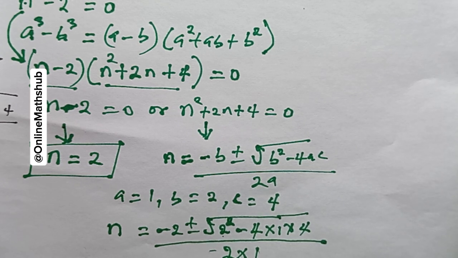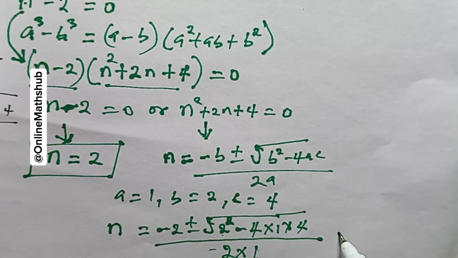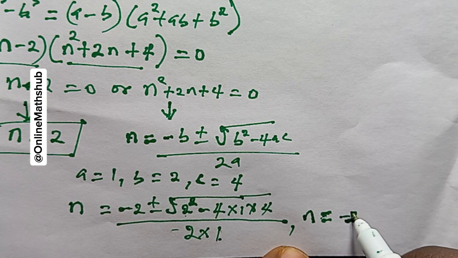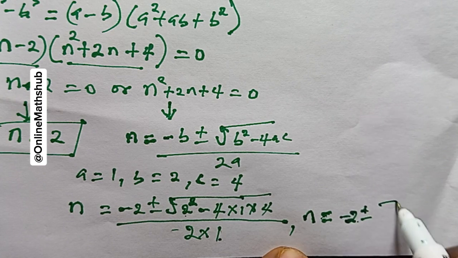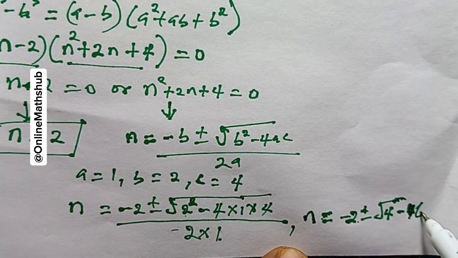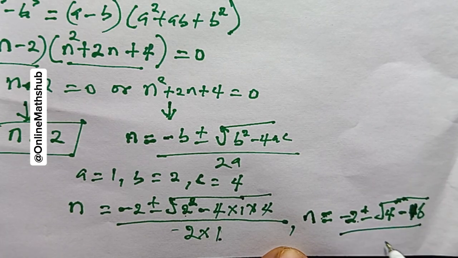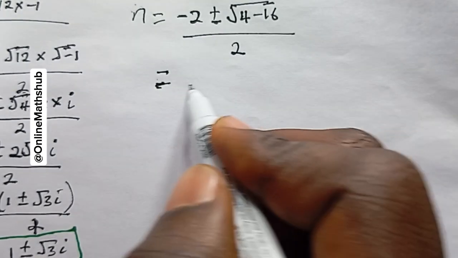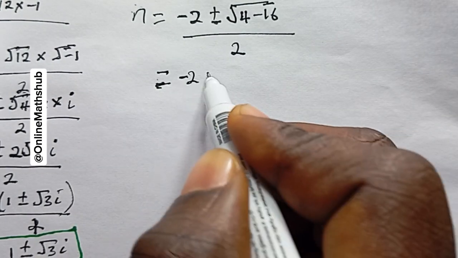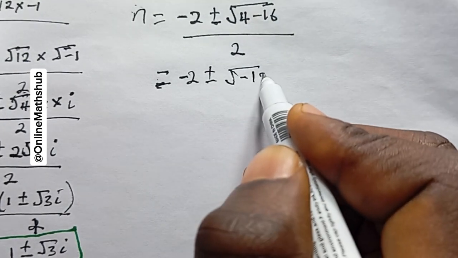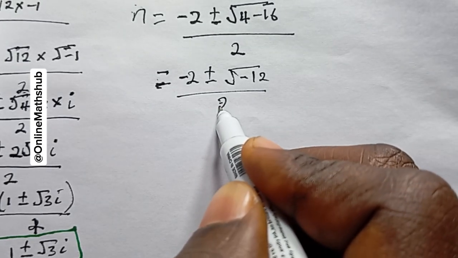So what we're going to have is that n will be equal to minus 2 plus or minus root 4 minus 4 times 4, so let me just write it as 16, all divided by 2. Continuing from here, n will be equal to negative 2 plus or minus the square root of 4 minus 16, which is minus 12, all divided by 2.